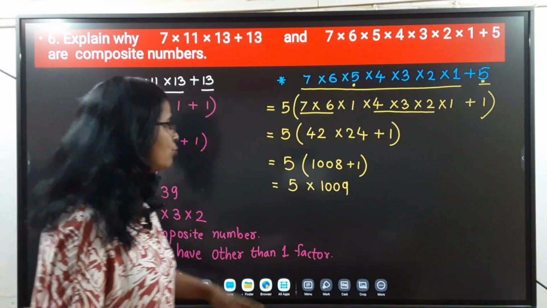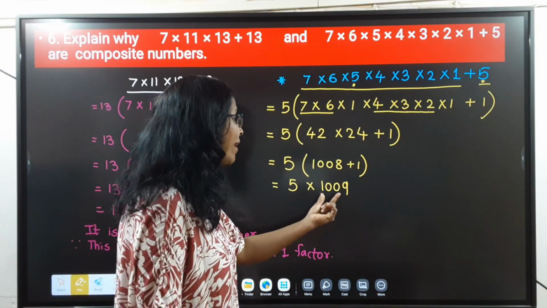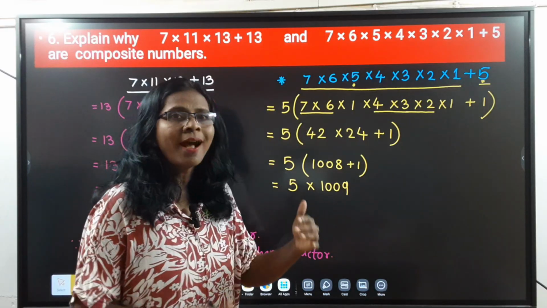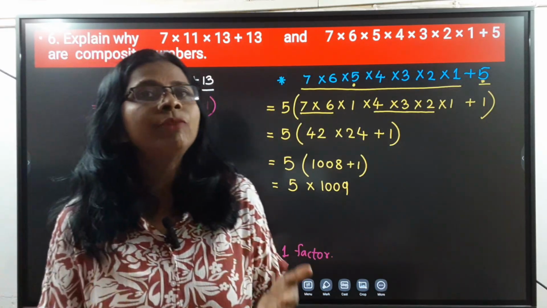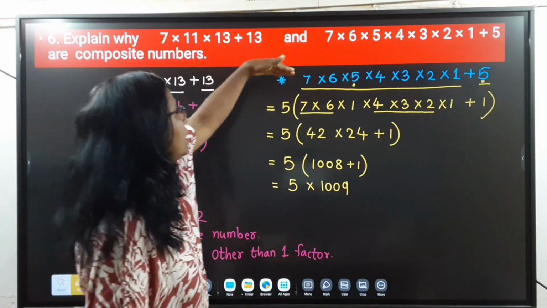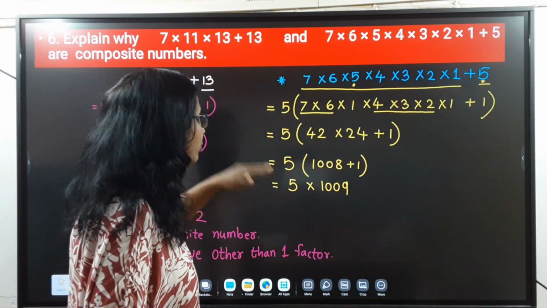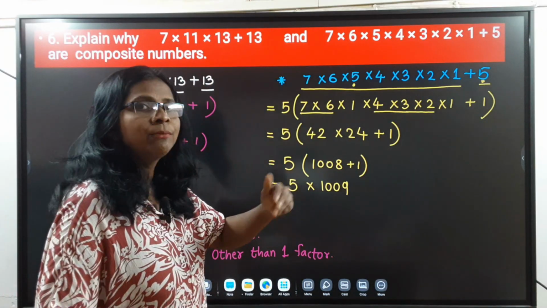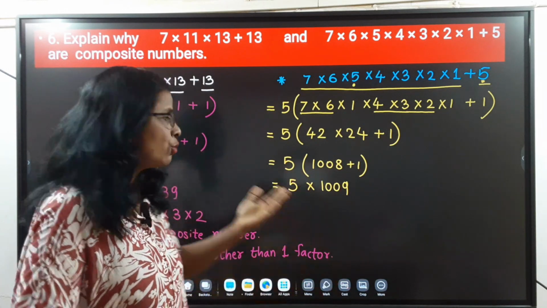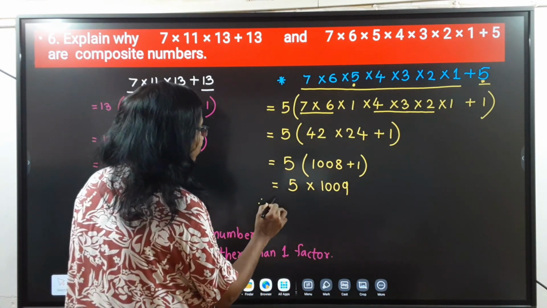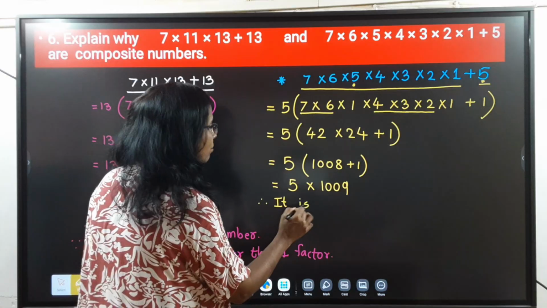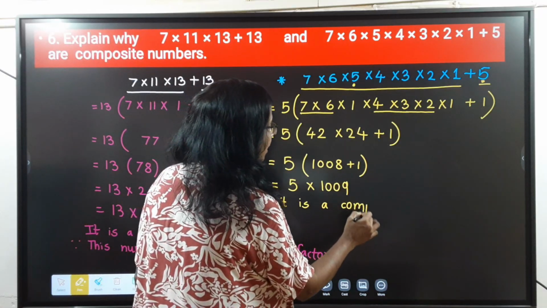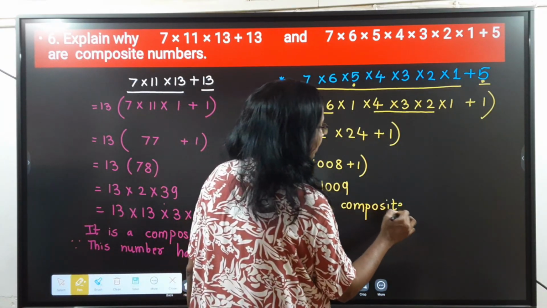Okay. So now here, students, that 1009 and the 5. So these are the factors other than 1. Okay. This given number has factors other than 1, that is 5 and also 1009. Therefore we say that it is a composite number.